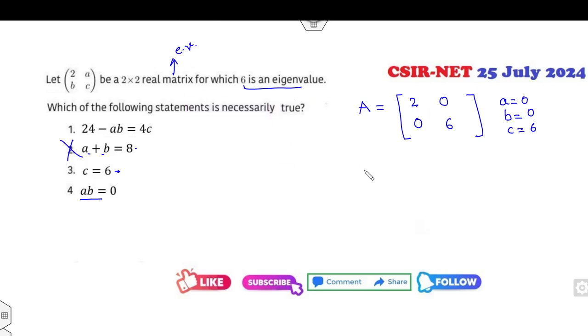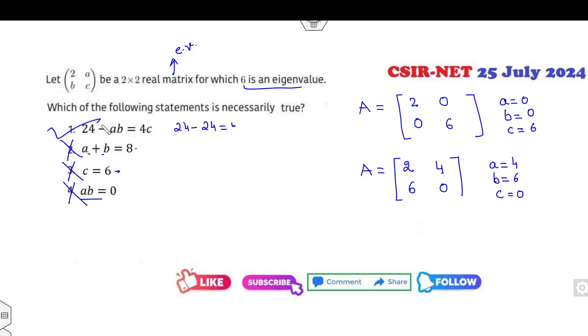Now, how else can you make a second example? 6 is one of the eigenvalues. So if each row has a sum 6, then it has 6 as an eigenvalue. Now you can see that A is equal to 4, B is equal to 6, C is equal to 0. So C is equal to 6, cancel. AB is equal to 0, cancel. Look at this case. 24 minus 24 is 0. Only one option left, which is satisfied. A is my right answer.